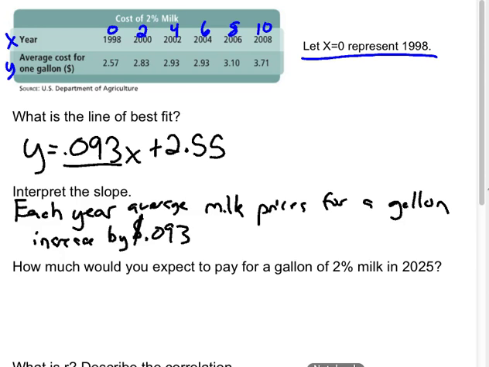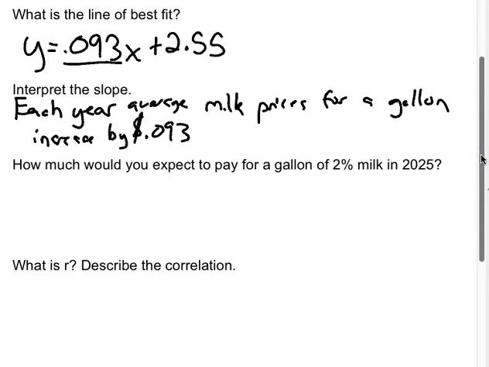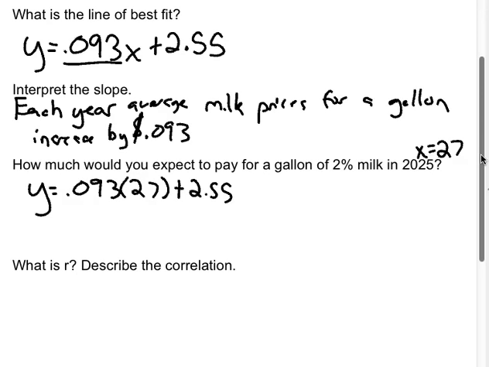All right, so what about making a prediction? Well, here, if 1998 was when x is 0, this is 27 years later. So x is going to be 27 in this case. Okay, so 0.093 times 27 plus 2.55. Type that in the calculator. I get milk prices are going to be about 5.06.